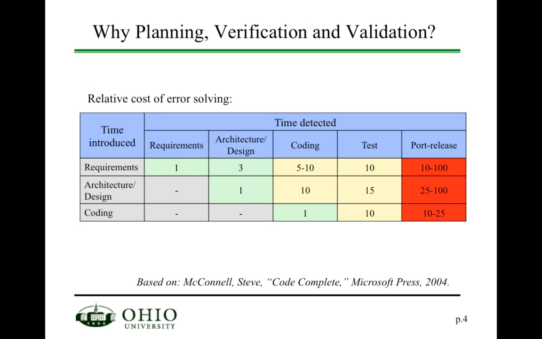Now, planning is a very good idea. You can see this if you look at this small table that comes from the book Code Complete by Steve McConnell. This gives you an indication of the relative cost of error fixing. The vertical axis tells you the time at which an error is introduced, and the horizontal the time at which it's detected. For example, if it's introduced in the requirements and detected in the requirements, I call that the reference.